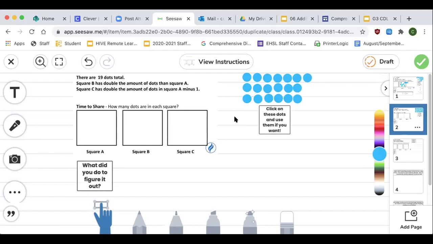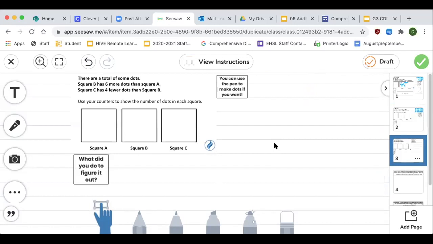Oh, that's tricky. So if I were going to solve this, I would count how many dots I have here. 1, 2, 3, 4, 5, 6, 7, 8, 9, 10, 11, 12, 13, 14, 15, 16, 17, 18, 19. So this is 19. This is all the dots you get to have. Now figure out how many dots go in each square. That's what this problem is asking you to figure out. And yep, you can move the dots.